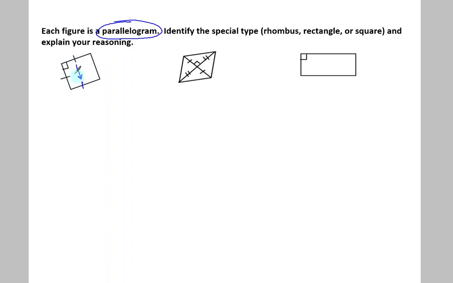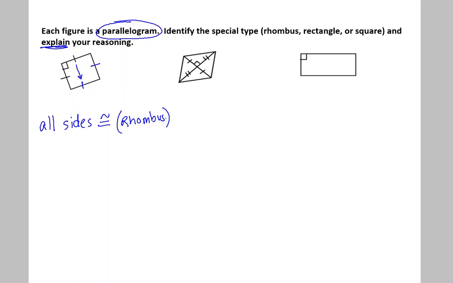Similarly, that one and its opposite side must be congruent as well. So with that, we notice that all four sides are congruent. When all the sides are congruent, that makes a rhombus. This is part of explaining our reasoning, is writing the characteristic that we see. So all sides are congruent, that makes a rhombus.